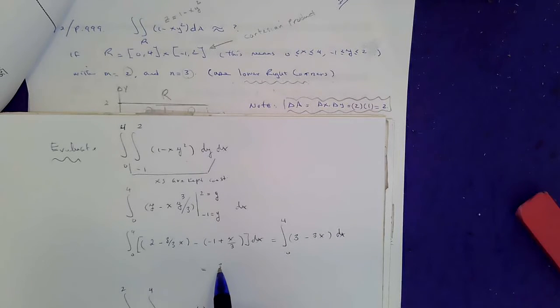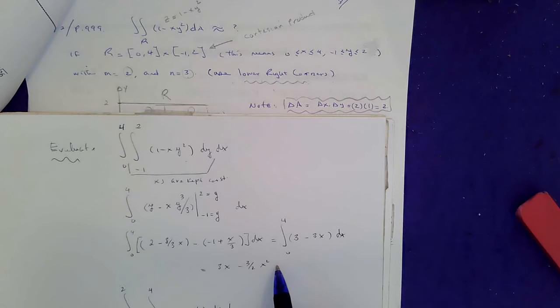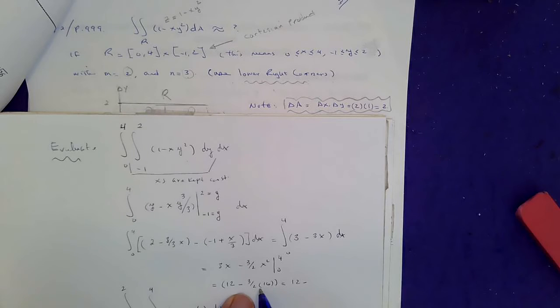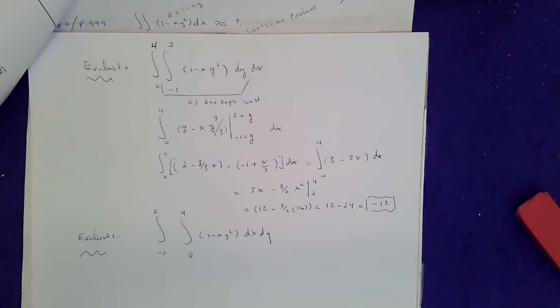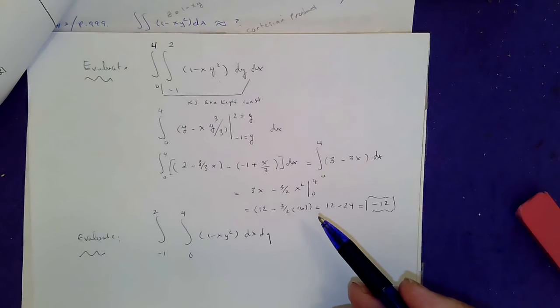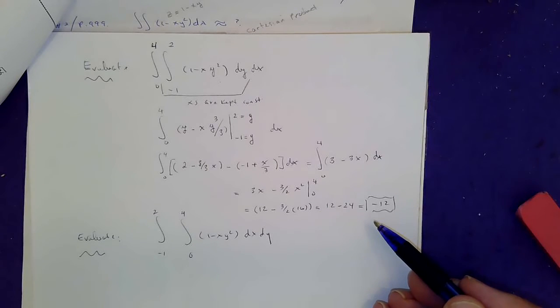So if you evaluate this, you get 3x minus 3/2 x squared. Is that right? From 0 to 4. So that's 12 minus 3/2 times 16. So that's 12 minus, what is this? 24, which is -12. Do you all see it? And that's exactly what we had when we did it the exact way, but I didn't show you how. Now you see how I got it.